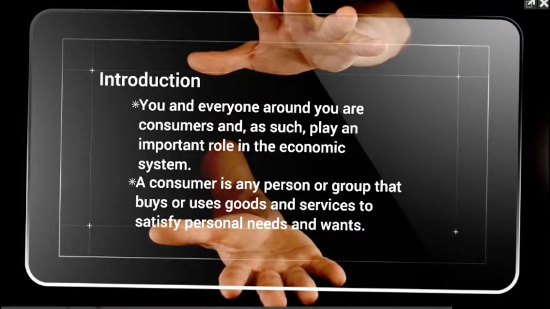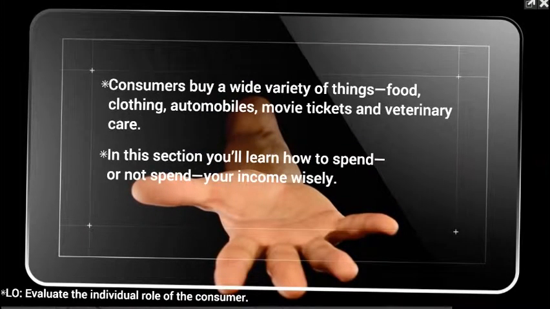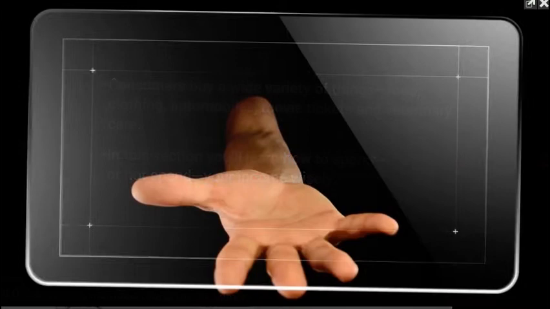You and everyone around you are consumers and as such play an important role in the economic system. A consumer is any person or group that buys or uses goods and services to satisfy personal needs and wants. Consumers buy a wide variety of things: food, clothing, automobiles, movie tickets, and veterinary care. In this section, you'll learn how to spend or not spend your income wisely.